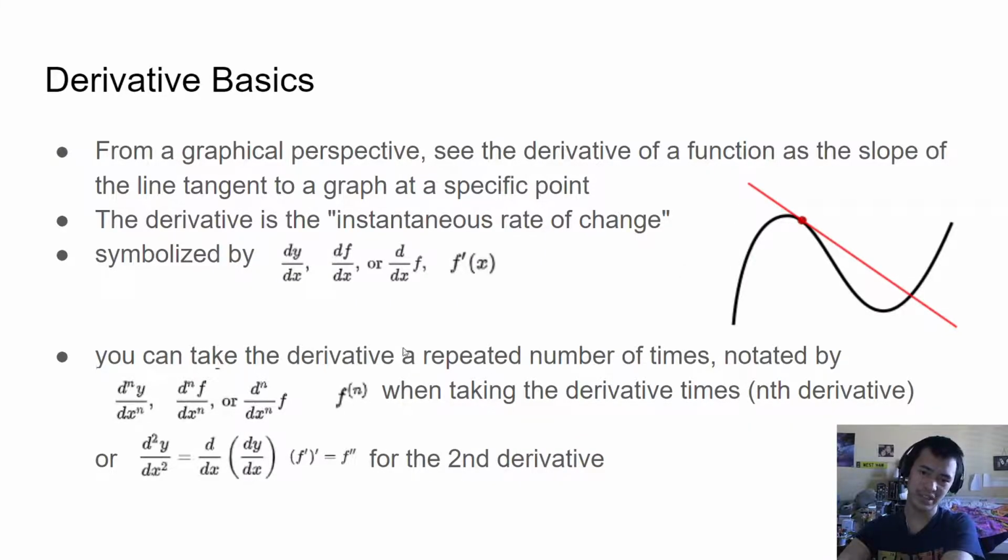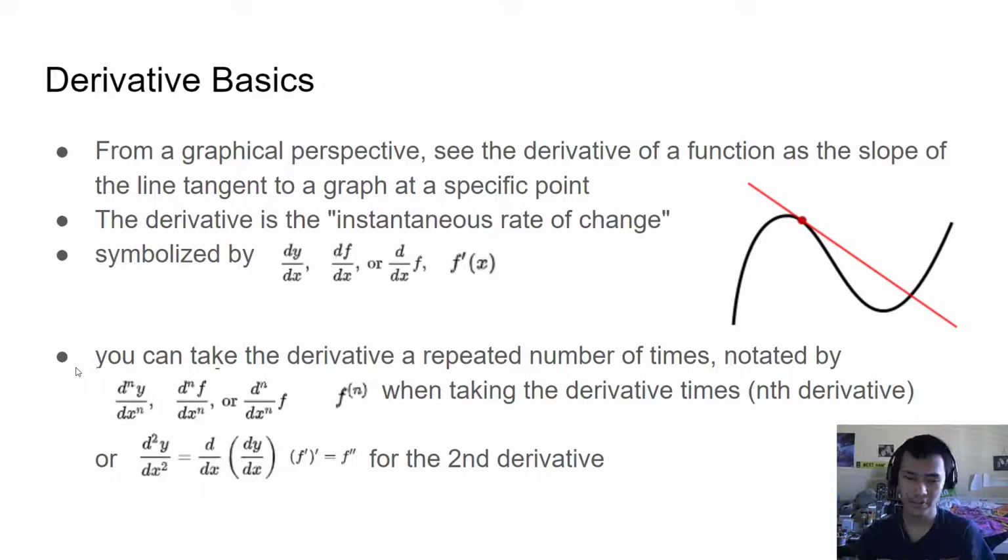Now, it's symbolized by dy by dx, df by dx, d by dx of f, or f prime of x for the function y equals f of x. You can just read that as the derivative of f with respect to x, or any of the ways I said it, because those are faster. The reason for dy by dx is that you're looking at what happens to y, the y value of a function, when you change x a tiny bit.